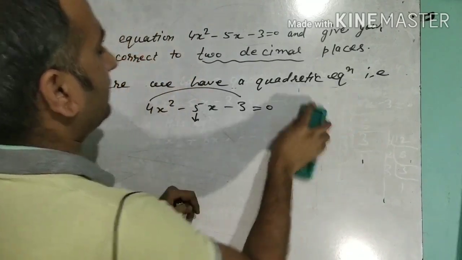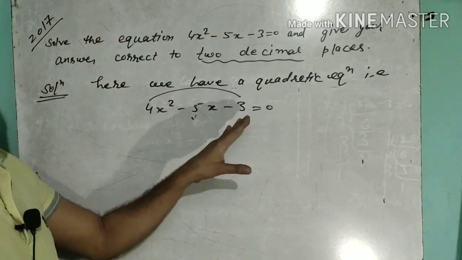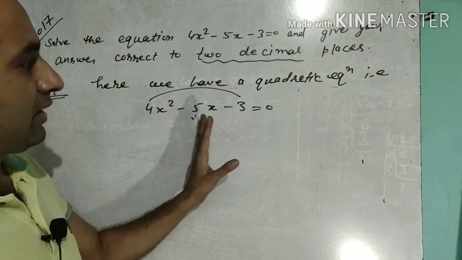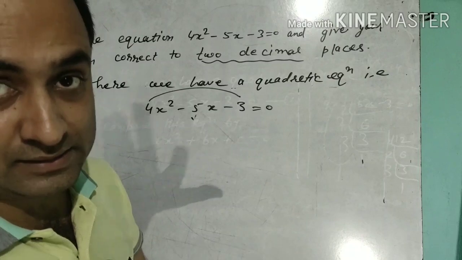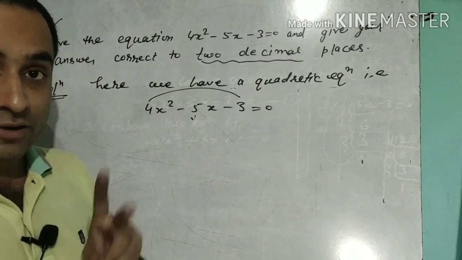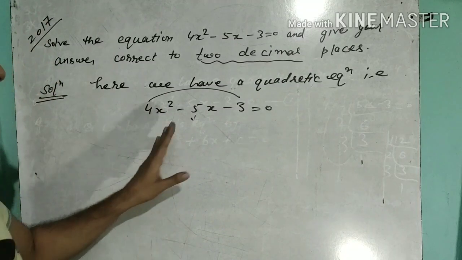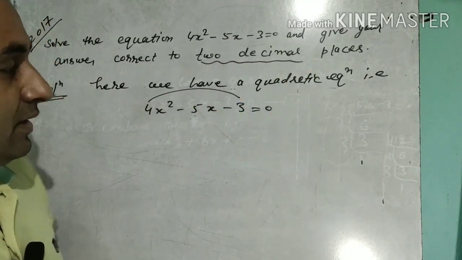Now students, this is our quadratic equation. By the simple method we cannot find the roots of this equation. We cannot find out the value of x. We know very well there will be 2 values of x. But 4x square minus 5x minus 3 is equal to 0, so we cannot apply the simple method.